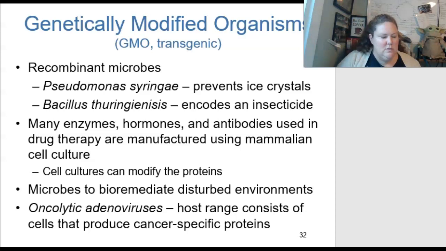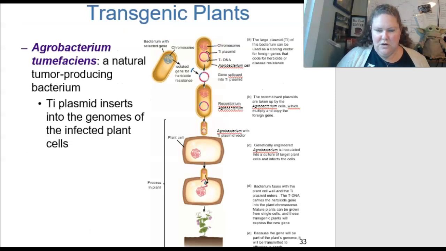And then you can also have oncogenic adenoviruses. The host range consists of cells that produce cancer-specific proteins. So we can use this for a lot of very important things.